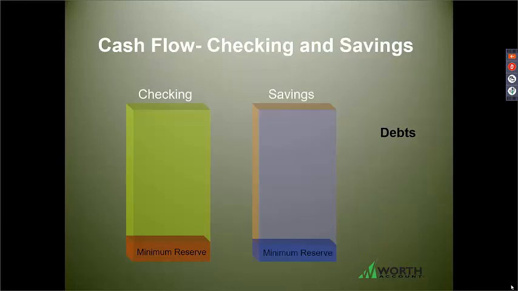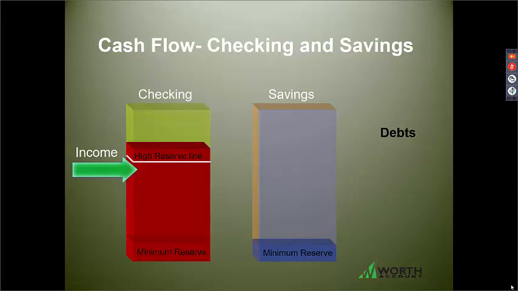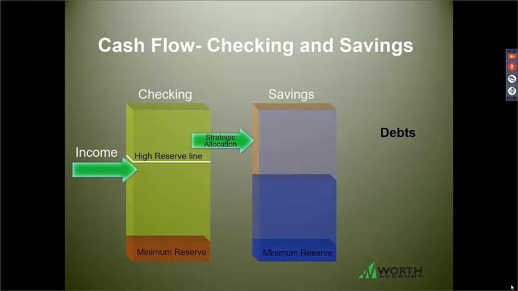Here's the cash flow in our checking and savings account. We set up a minimum reserve in our checking and savings just like before. Our income comes into our checking account. Anything above the high reserve flows over to our savings account. Instead of paying down a balance, we're now building up a balance.